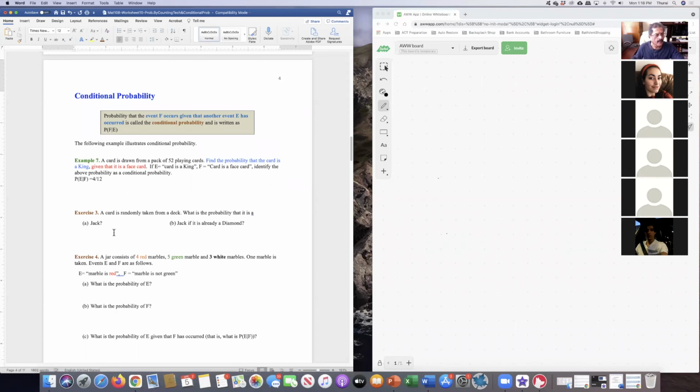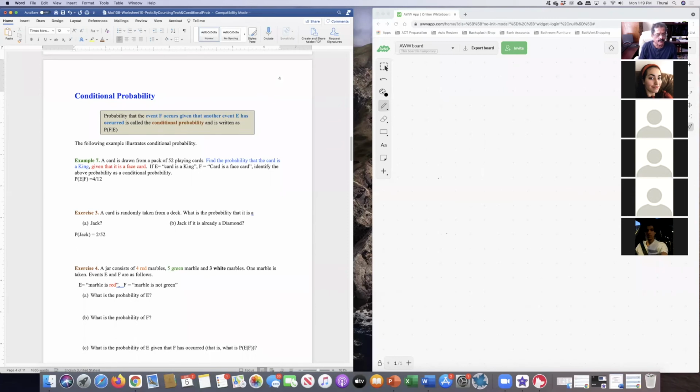That's how you do it. Let's go to exercise 3. A card is randomly taken from a deck. What is the probability that it is a jack? Now, the first question is just the probability for it to be a jack. That's not conditional probability. So what is that? 4/52. 4/52, right? Because the sample space has 52 elements and 4 of them are jacks. Part B says, what is the probability that it is a jack if it is already a diamond?